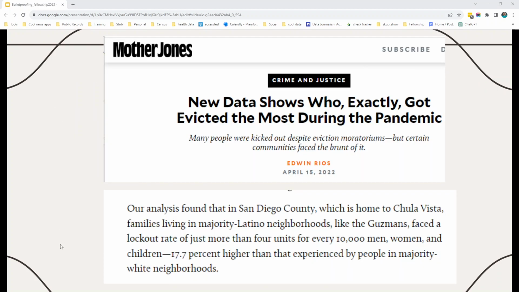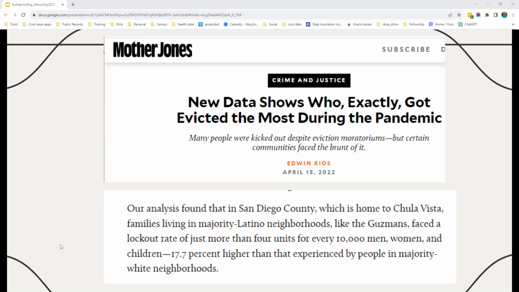So the most simple decisions are probably going to be whether to use a raw number or a rate. And then if you're using a rate, what's the denominator? Our 2021 fellow Edwin Rios had to face both of those decisions for this story about evictions during the pandemic. He wanted to show that evictions were hitting majority Latino neighborhoods harder than other neighborhoods. So first, should you use a raw number or a rate? That's a very hard and fast rule on that one.